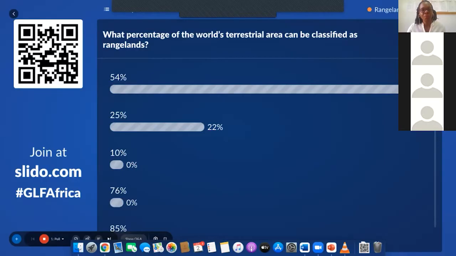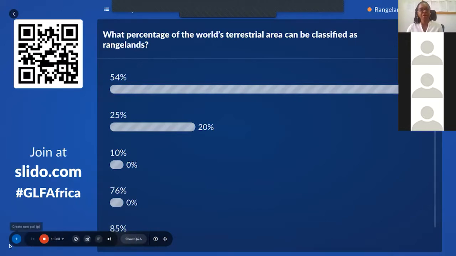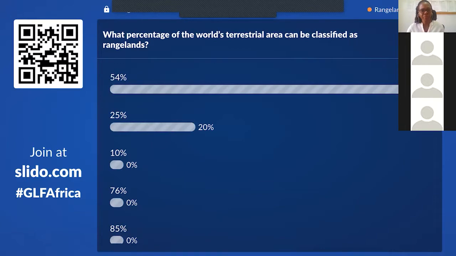Okay, so now can we display the responses to the different questions? For the first question, what percentage of the world's terrestrial area can be classified as rangelands? The response here is 54%, and we have 80% of the participants who got it right. The second question, what percentage of rangelands is drylands? The correct answer here is 78%.